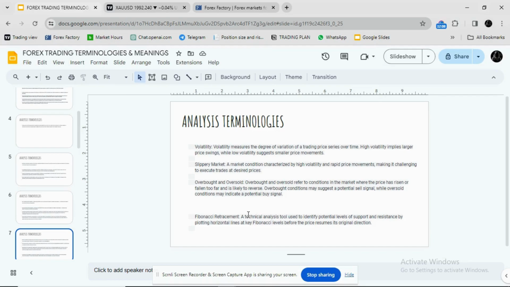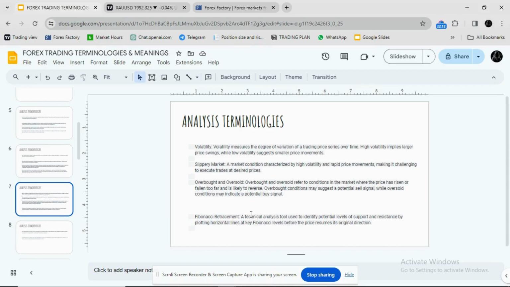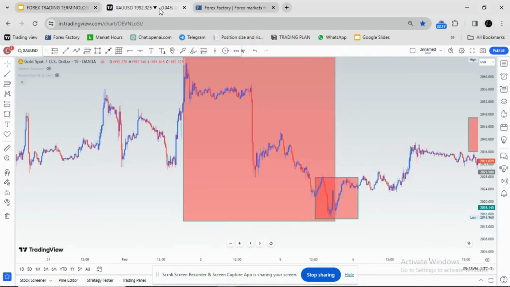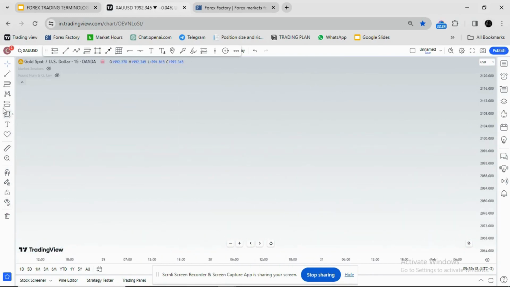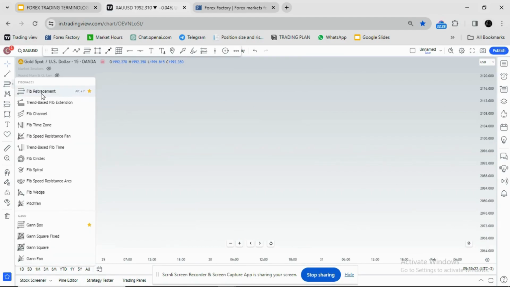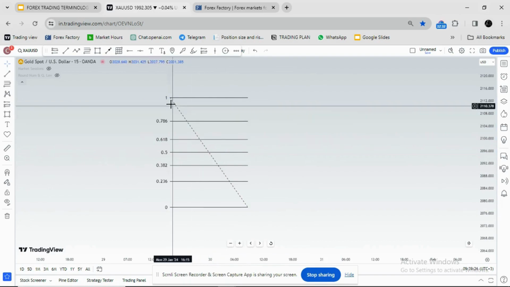Fibonacci retracement, finally, on my analysis terminologies. I also have a few. Fibonacci retracement is a technical analysis tool. We go to TradingView. Once we go to TradingView, we are going to want to look at the tools. This is where we have our tools, and you can see Fibonacci retracement.